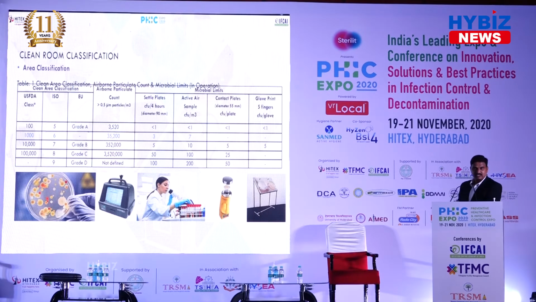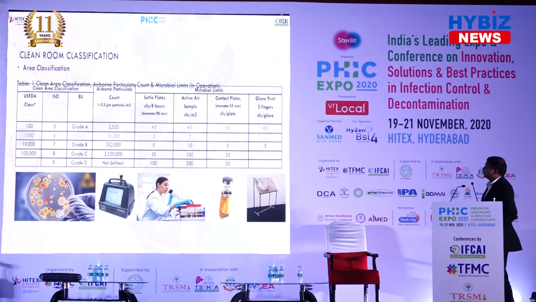This table will give the solution for the confusion. Class 10,000 in operation is equivalent to grade B. Class 1 lakh in operation is equivalent to grade C. So henceforth, in the next slides to come, I will be discussing grades A, B, C, D, so that you can correlate with ISO 5, 6, 7, 8.